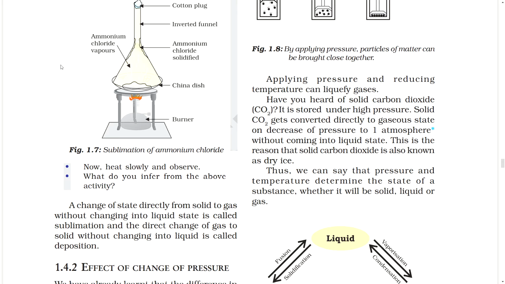Now heat slowly and observe. What do you infer from the above activity? Comment on this. A change of state directly from solid to gas without changing into liquid state is called sublimation, and the direct change of gas to solid without changing into liquid is called deposition.